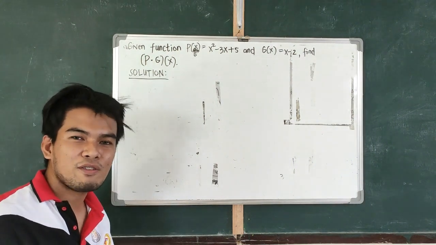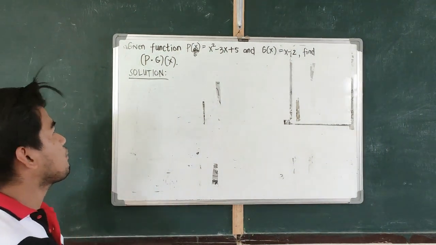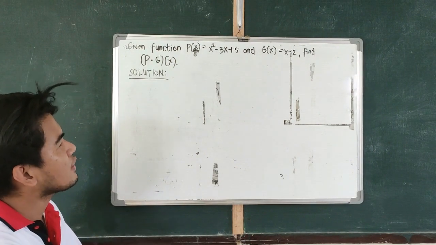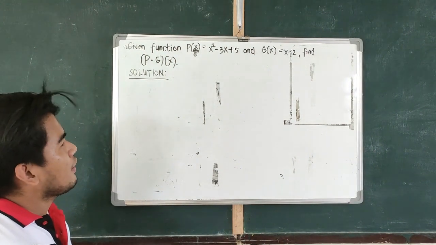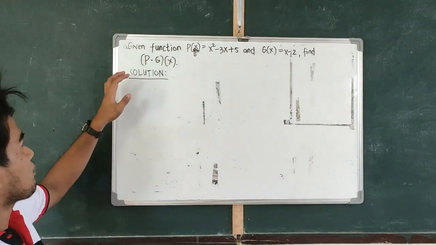How do we multiply functions? So it goes this way. So given function p of x is equal to x squared minus 3x plus 5 and g of x is equal to x minus 2, we find their product.